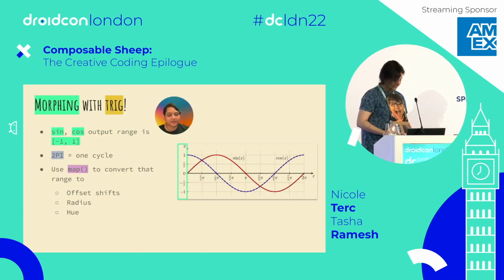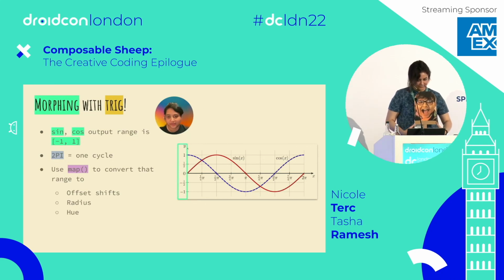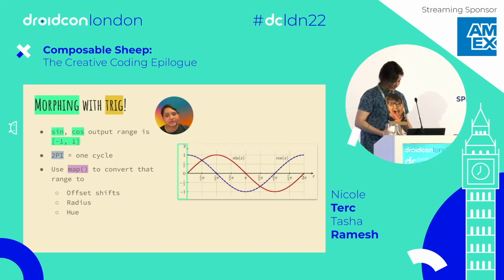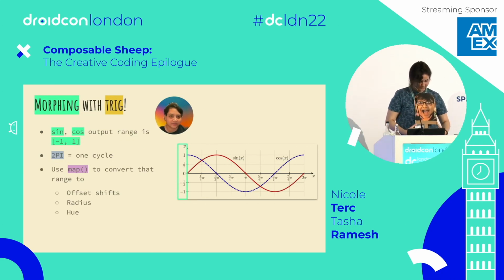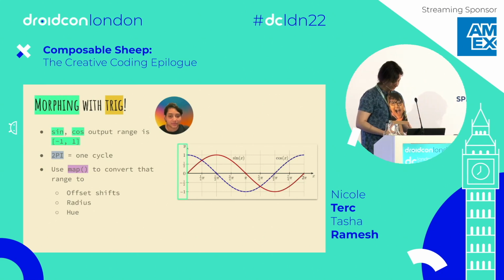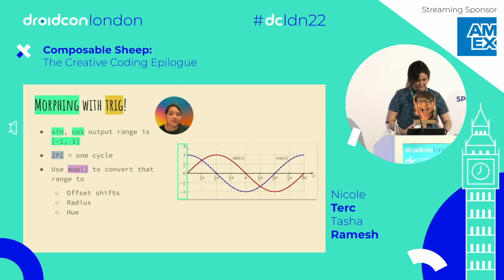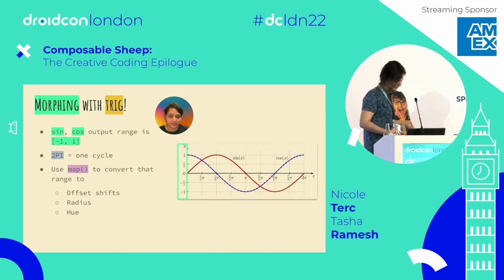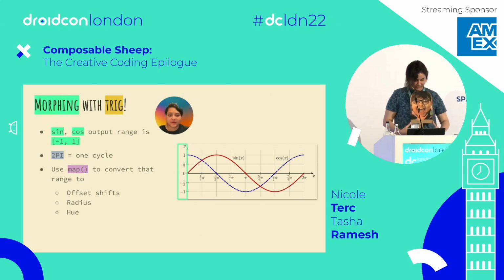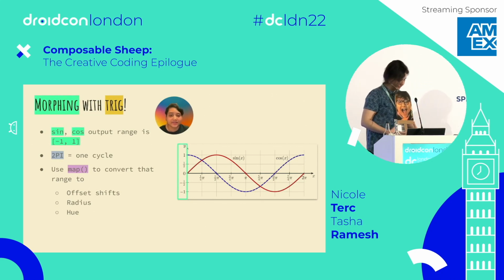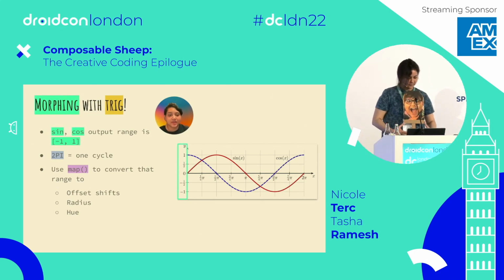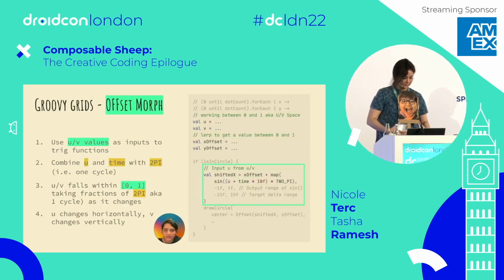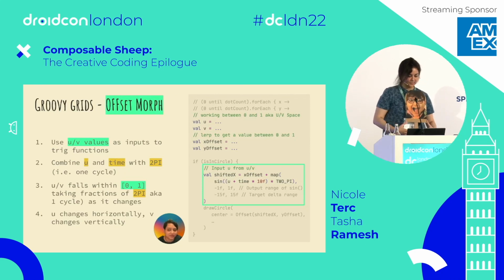If you recall from earlier, our handy trig functions are periodic, and they have an output range of -1 to 1. We also know that if we plug in a value that tends towards 2 pi into these functions, we're going to get back a full cycle of output values. We can then use our map function from earlier to have these output values from trig functions influence the offset, radius, and color of our dots. So first, let's try an offset morph.